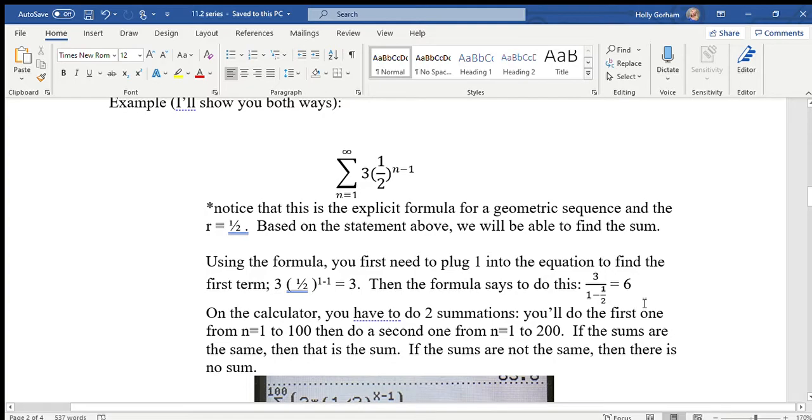Now, on the calculator, when you do your two summations, you have to do one of them with a high number of 100, and then do a second one with a high number of 200. If the sums are the same, then that's the sum, meaning if you add 100 numbers, but then you add 200 numbers and nothing changes, then that's going to be the sum. But if the sums aren't the same, there's going to be no sum. So I'm going to try and show you examples of all that.